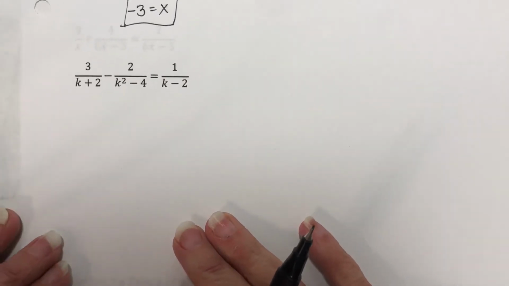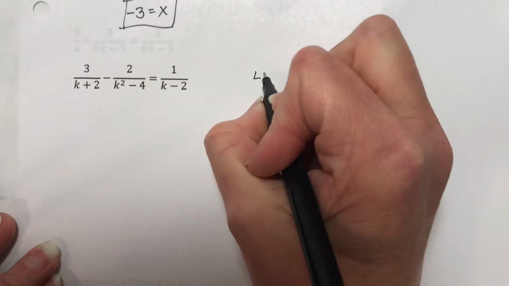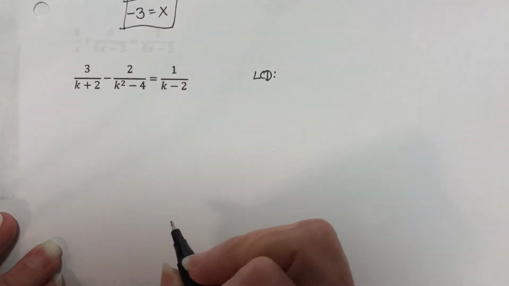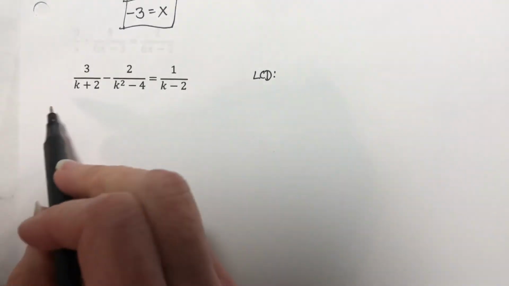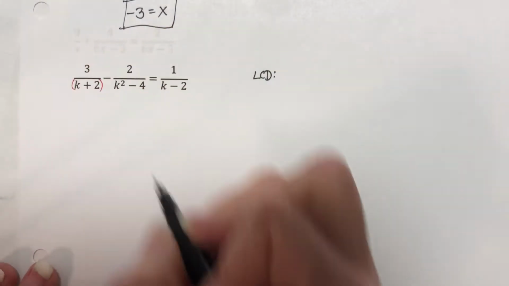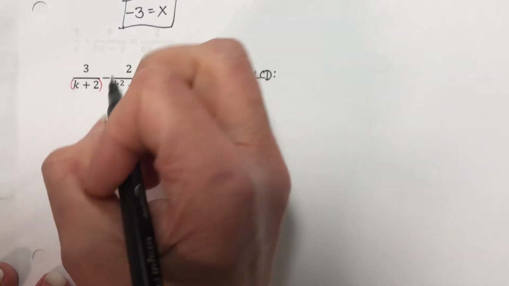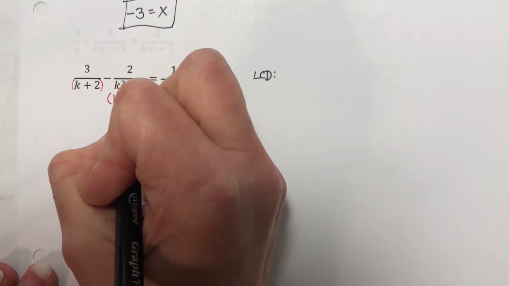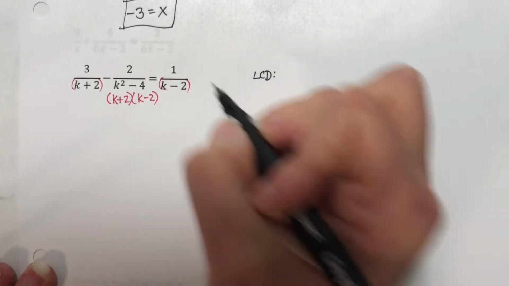Okay. Let's try this one. 3 over k plus 2 minus 2 over k squared minus 4 is equal to 1 over k minus 2. We need to find the LCD, so we can multiply everything by that. So we want to look at these and factor everything. Well, k plus 2 does not factor. Put it in parentheses. K squared minus 4, this is a difference of squares. It factors as k plus 2, k minus 2. And then k minus 2 does not factor.